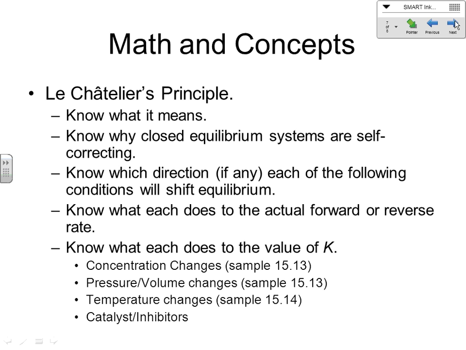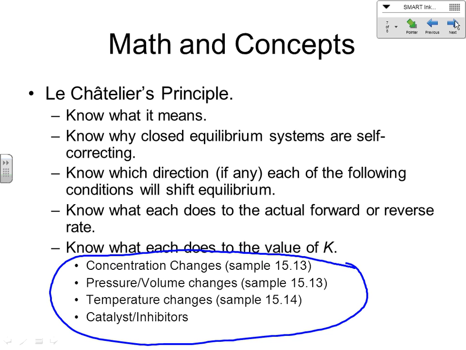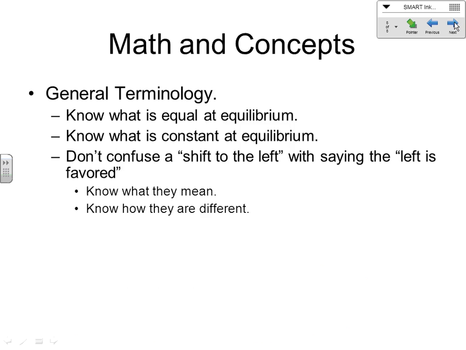Know what each does to the actual forward and reverse rate. So it's not just enough to be able to predict left or right. Know what that means in terms of whether you're affecting the forward rate or the reverse rate or making it bigger or smaller to cause that shift left or right. And then know what each does to the value of K. So these are the actual things that can change it. Really know exactly what they do.